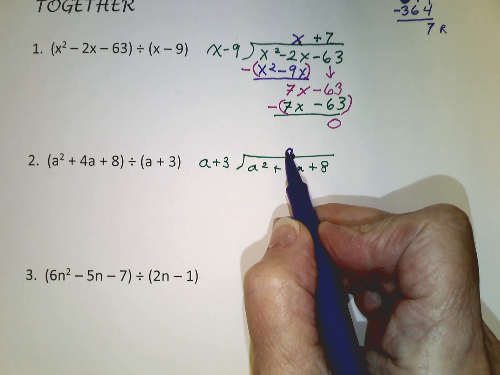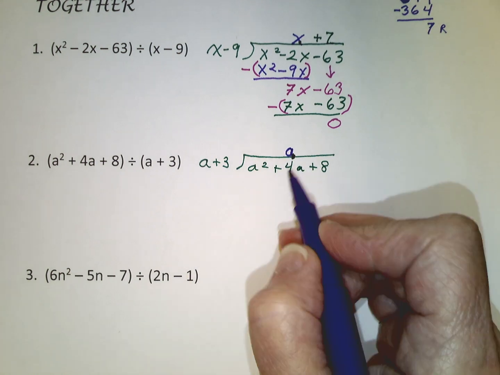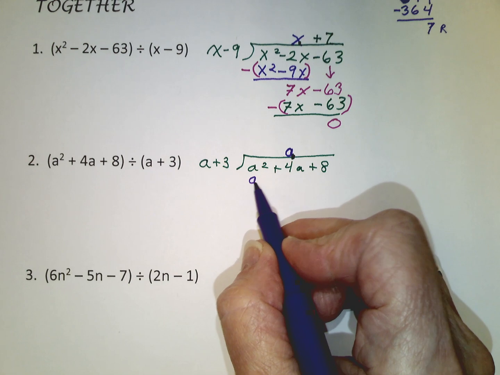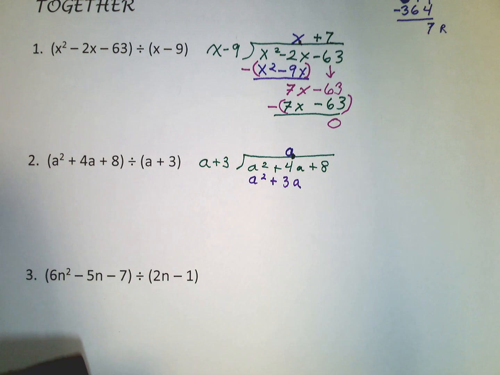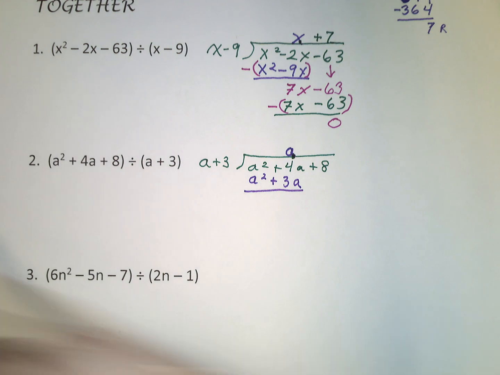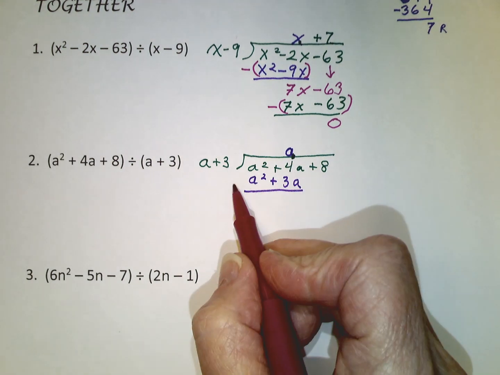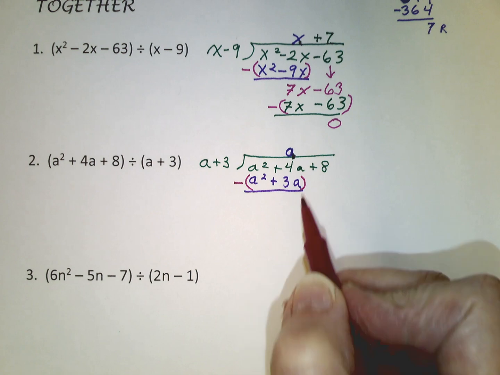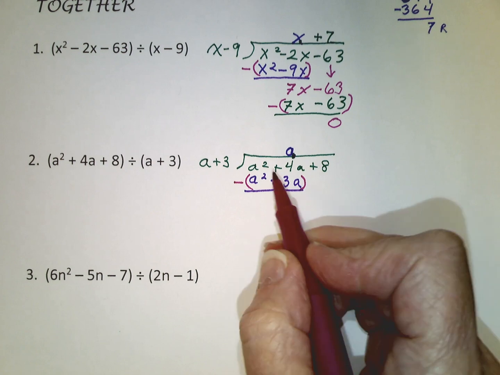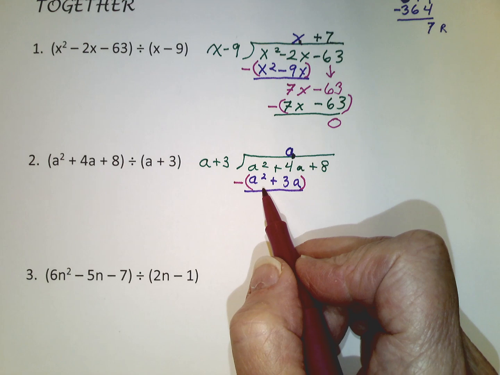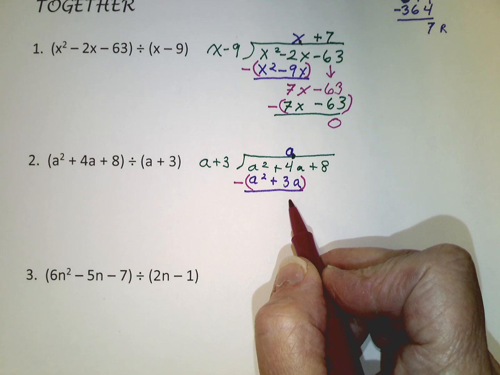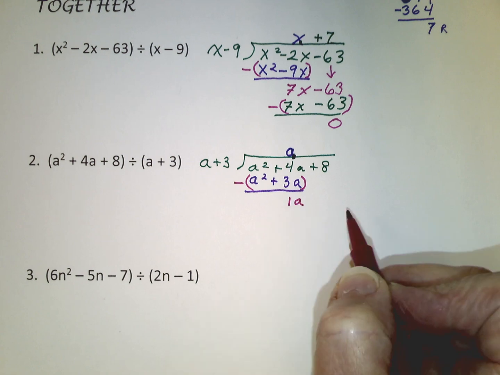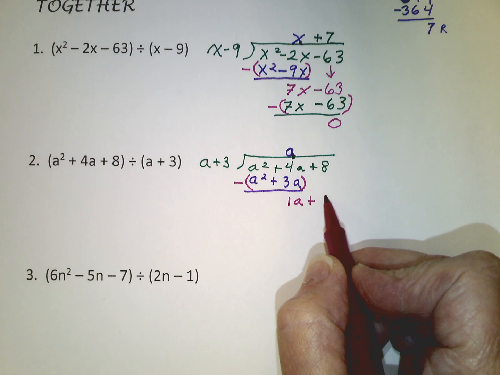And then we have to multiply this times the entire divisor. So a times a, a times 3, and then we subtract. It's divide, multiply, subtract. Well, a squared minus a squared, they should cancel out. And 4a subtract 3a is just 1a. Bring down the next term.